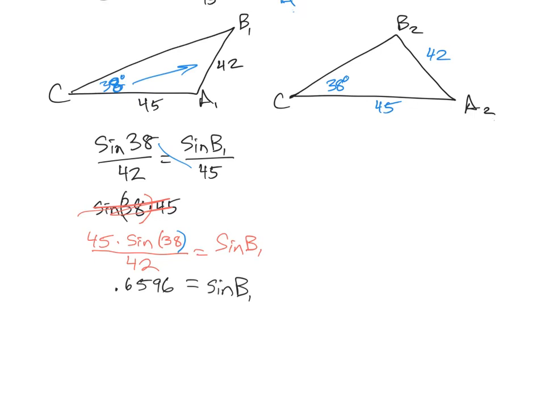Okay, so I need B, not sine of B. So I need to move the sine over by doing the arc sine of that. So do the arc sine of your answer, and you should get 41.3 degrees. So 41.3 degrees. And it looks like that's B sub 1.